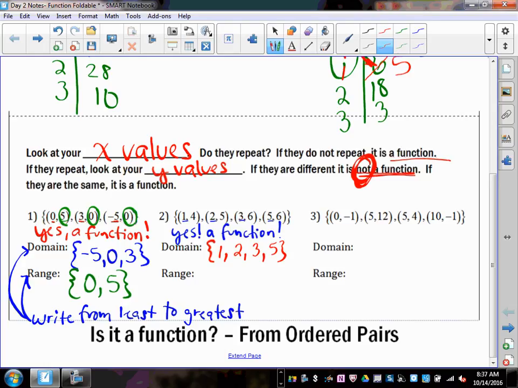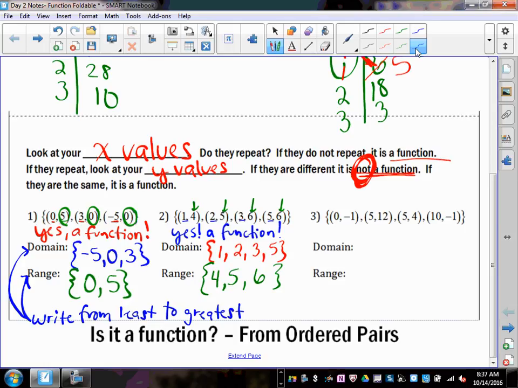What is our range then going to be? What's the first number of my range? 4, 5, 6. And again, we don't have to write the repeat of 6. Good. Questions so far? All right, number 3.